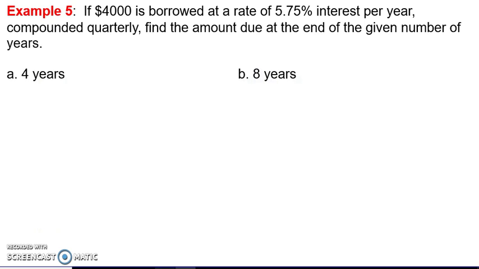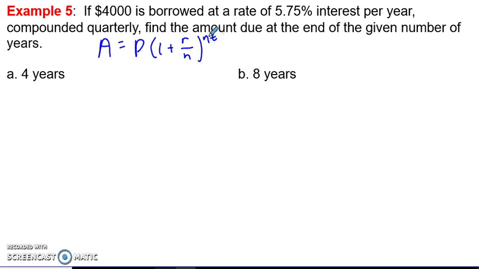So example 5 says, if $4,000 is borrowed at a rate of 5.75% interest per year, compounded quarterly, find the amount due at the end of the given number of years. So for 4 years, I'm going to go ahead and put the formula here. A equals the principal times 1 plus rate over N, raised to the N times T power.